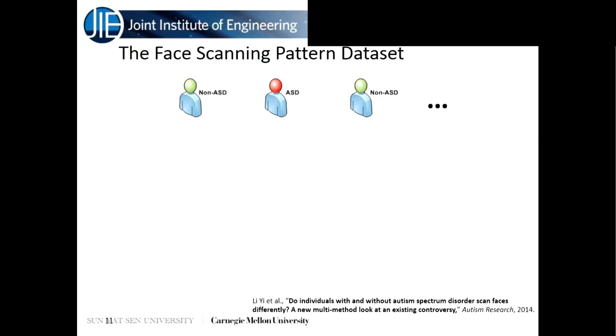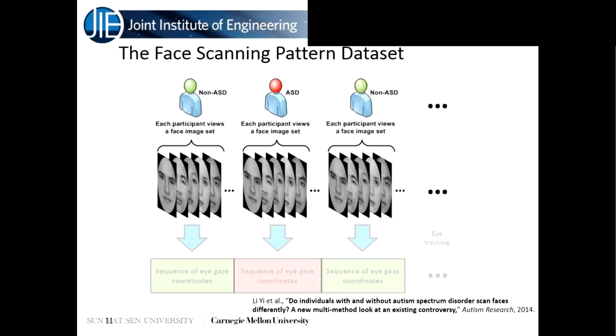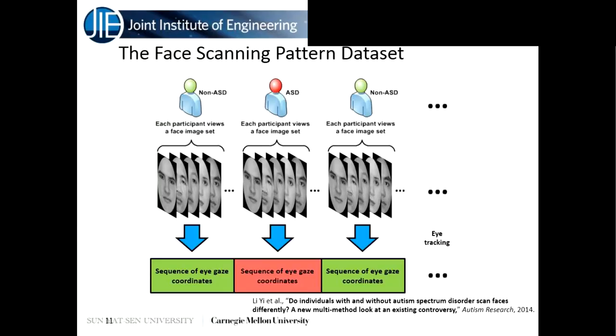So for the data collection, there are multiple children, and each child looks at a set of images. There are 87 children in the data set, and each of them views 55 face images. For each face, I think they record 3 seconds of eye tracking data. Therefore, you have a sequence of eye gaze coordinates for each subject and for each image.